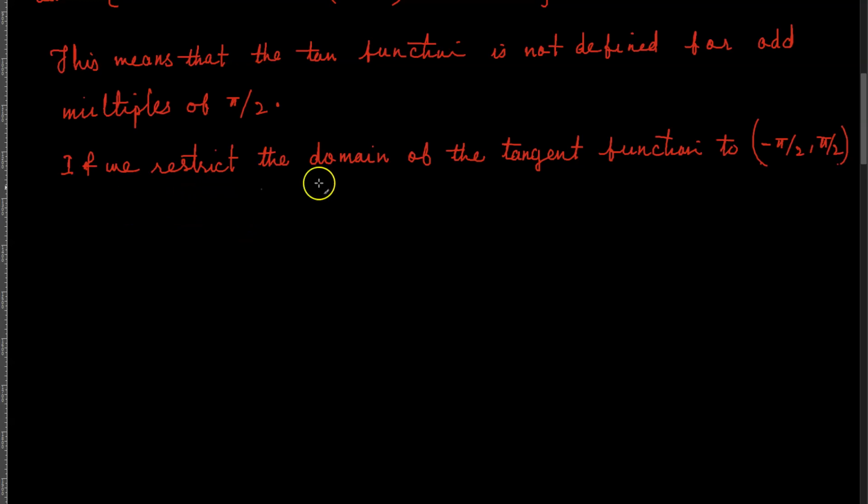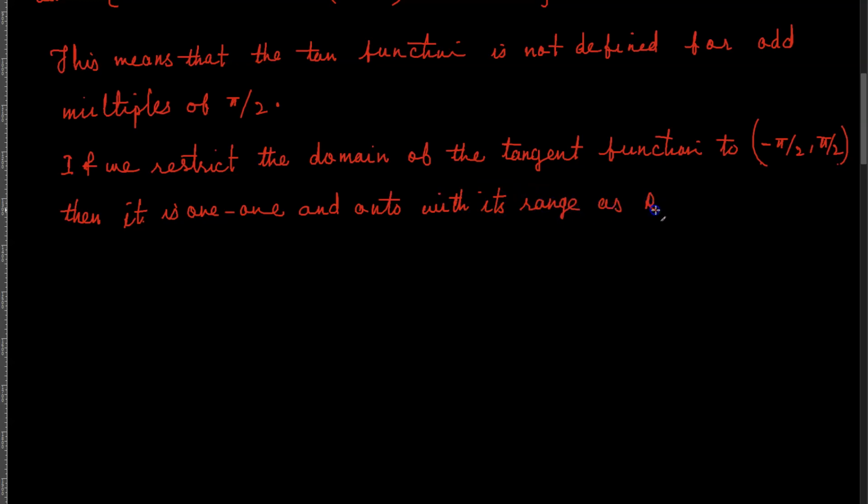So if you restrict the domain of the tangent function to negative pi by 2 to pi by 2, then basically it is 1-1, then it is 1-1 and onto, with its range as R, right?